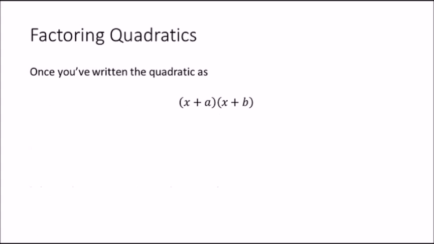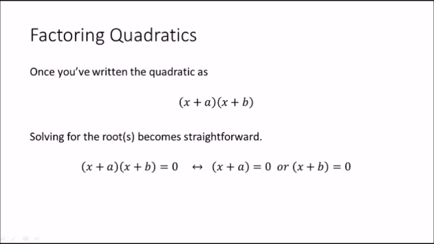The good news is that once you have factored the quadratic into x plus a times x plus b, it is really very straightforward to solve for the roots, because what you have to recognize is that if x plus a times x plus b is equal to 0, that's the same as saying either, maybe both, but either of those terms has to be 0. So you're going to have a root where x plus a is equal to 0 and another root where x plus b is equal to 0. And you can see that that's a trivial solution.